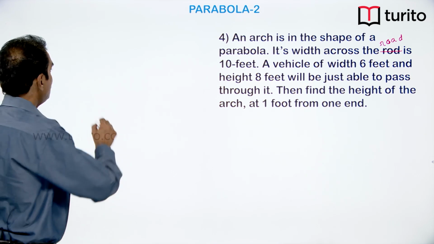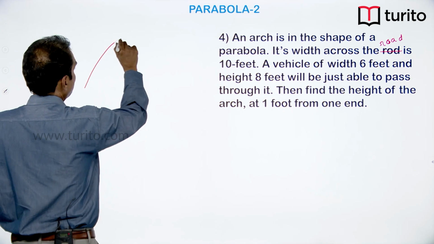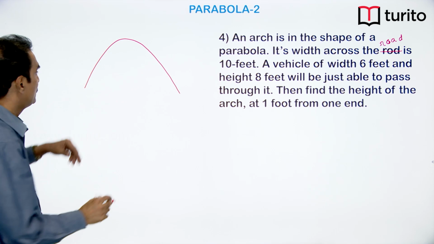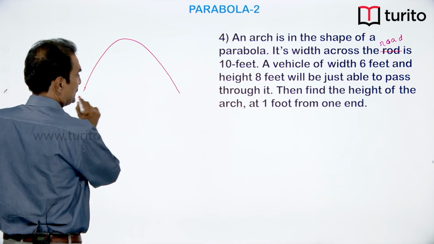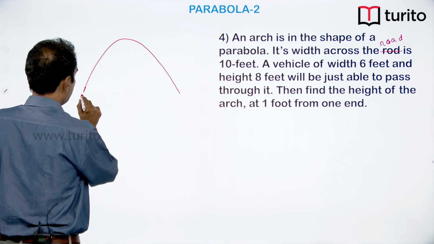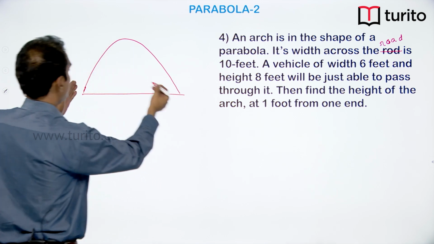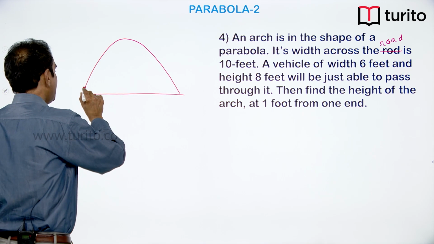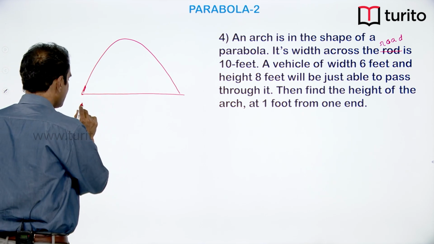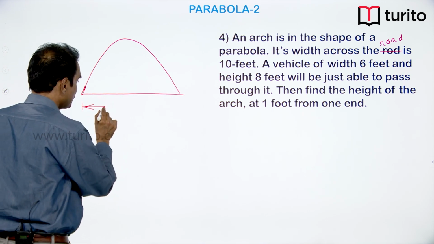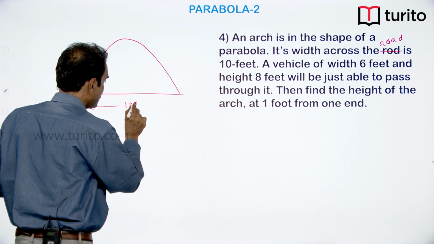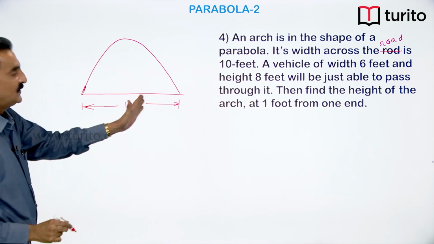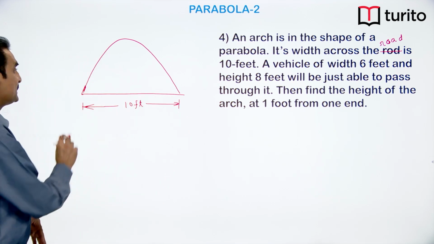Let us assume that the arch is like this, a parabolic arch. This is the road level, this is the road, this is the arch. What is given? Its width across the road is 10 feet. This is 10 feet.